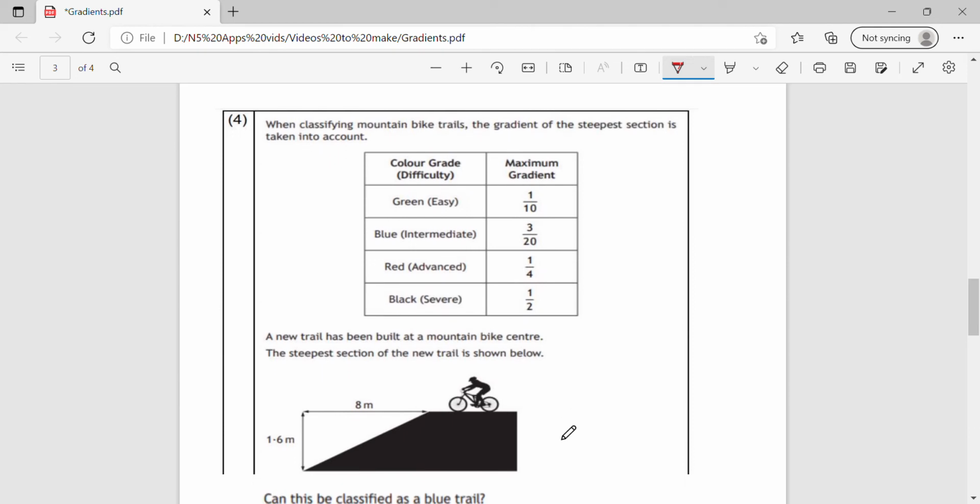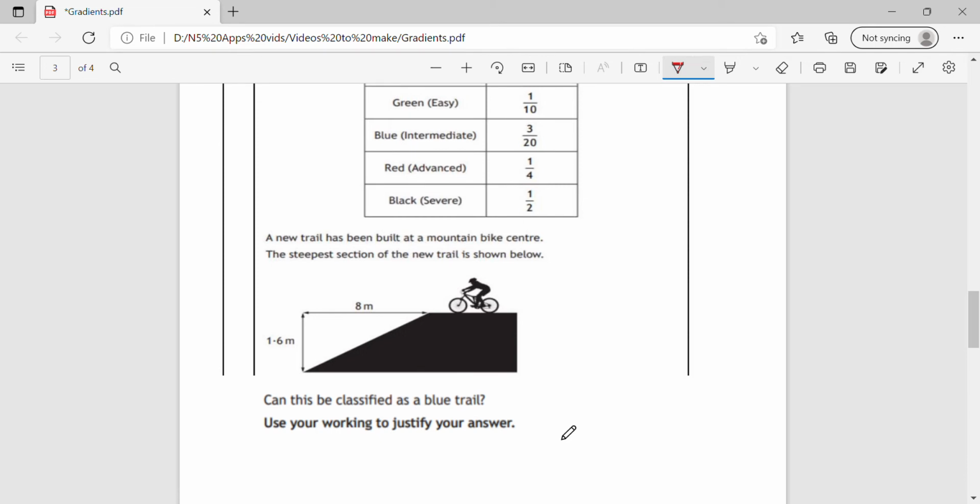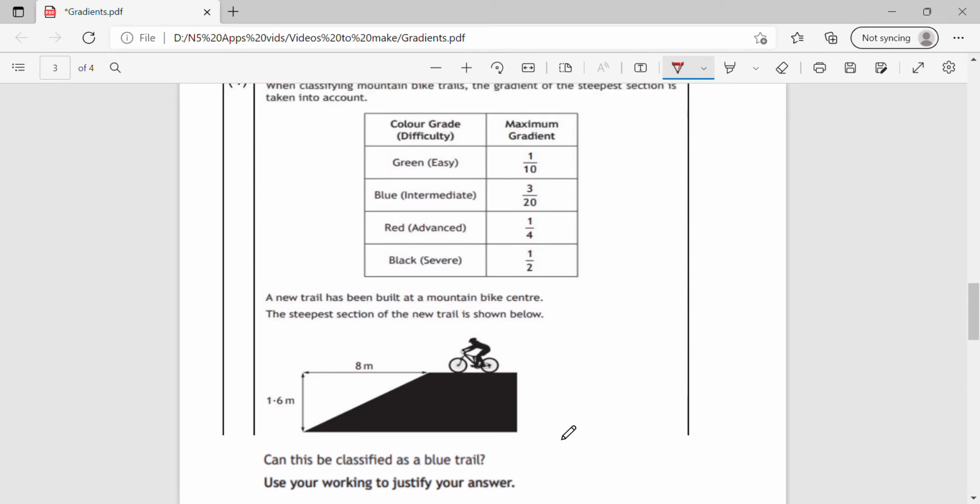Okay, question number 4. When classifying mountain bike trails, the gradient of the steepest section is taken into account. We've got different colour grades depending on the max gradient for that. The new trail has been built and the steepest section of the new trail is shown. Can it be classed as a blue trail? Use working to justify your answer. So for a blue trail, it's this one up here. The max gradient is 3 over 20.